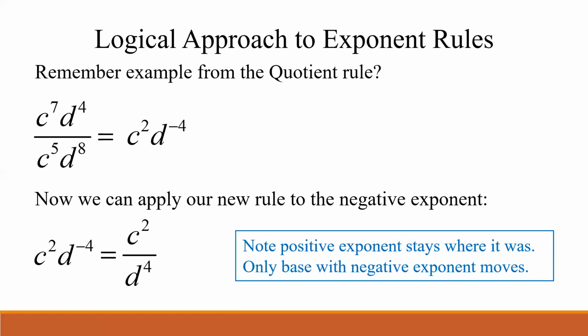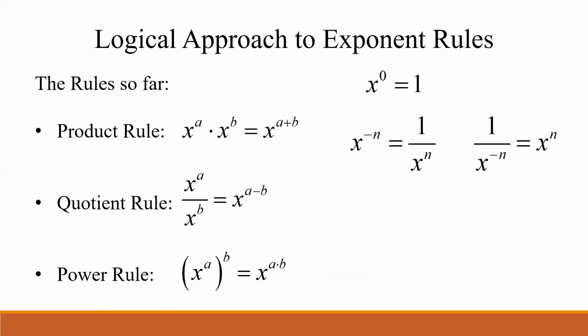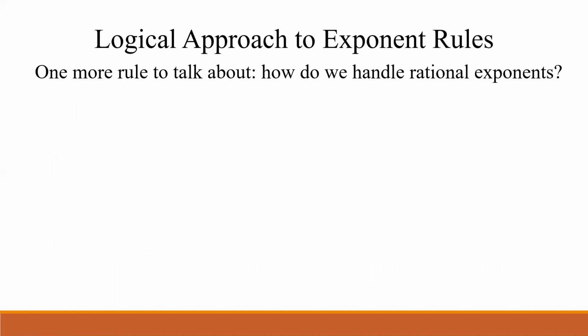Okay. Do note, the positive exponent stayed where it was. That c squared didn't move. It's still going to be on top. Only bases with negative exponent are the ones that flip. Okay. So again, I'm going to add my rules over here. So we got our 0 exponent and we have our negative exponent rules. We've got one more to talk about, and that is rational exponents.